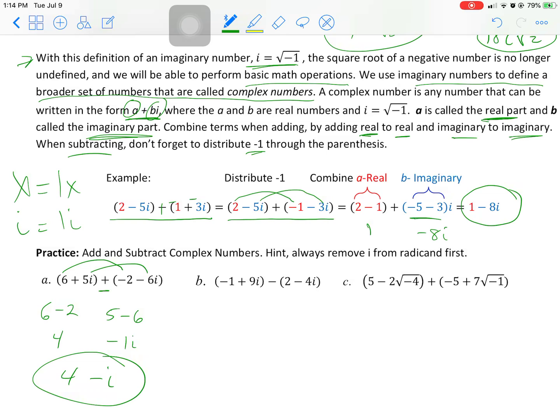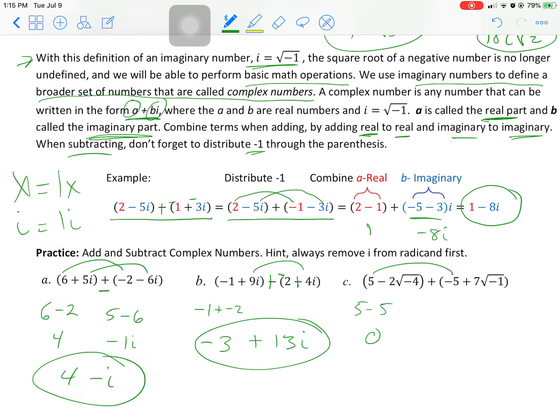This is a subtraction, so I make it a plus, distribute this, change all the signs by distributing my -1, and then add like with like. So -1 plus a -2, or -1 minus 2, however you want to slice it, it's going to be -3. And then this is going to be plus 13i. That's all there is to these. That's all we're doing. So 5 minus 5 is 0.